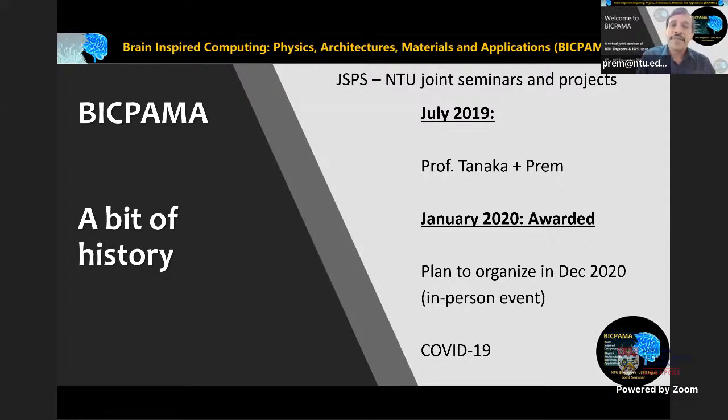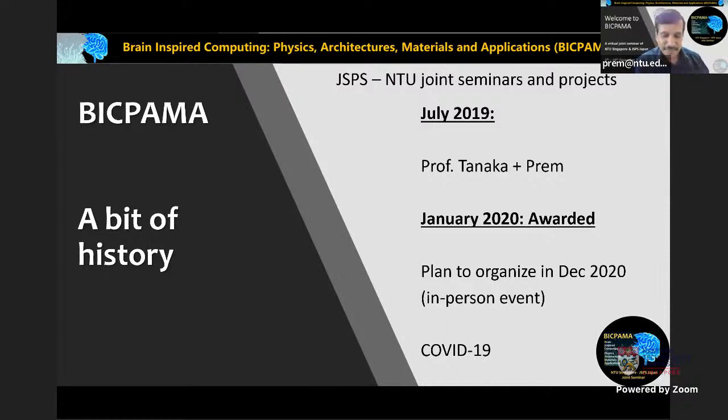Initially, Professor Tanaka and I wrote the proposal in July. At that time itself, we identified the speakers and contacted them. Then we wrote the proposal and got the project awarded in January 2020. We were planning to organize this conference in December 2020. But soon after we got the project award, COVID-19 came.